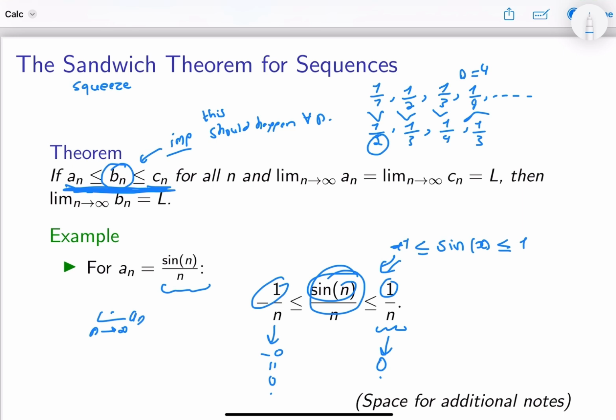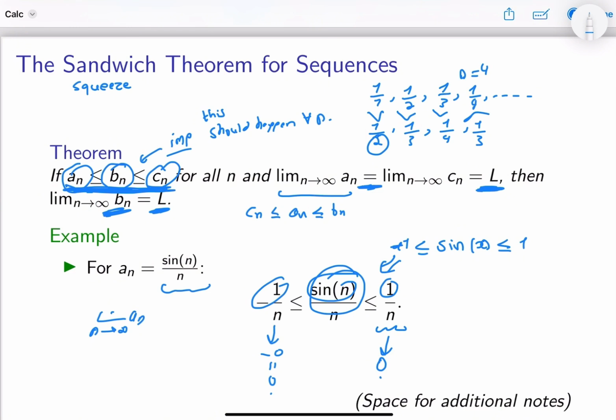So if that happens, and the limit of An is equal, this is very important, they should match. Like the limit of this and the limit of this, they should match. If they are equal to some limit L, then the limit of Bn exists and it's equal to L. And you can intuitively see this, because if you have An is between Bn and Cn, right?